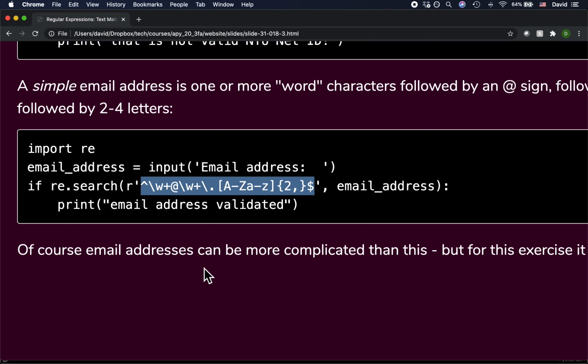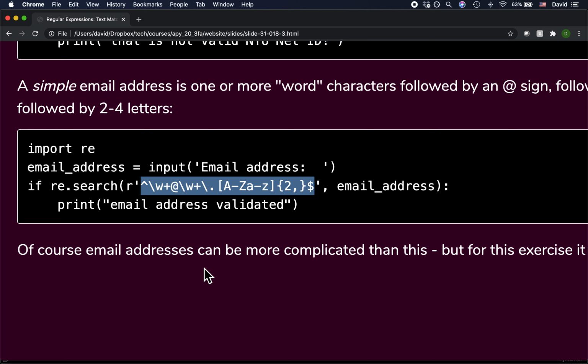So you can start to see how the combinations that we've learned so far are beginning to come together to indicate sophisticated patterns. I'll read this one again. From the beginning, one or more letter, number, or underscore, followed by an @, followed by one or more letter, number, or underscore, followed by a dot, followed by 2 or more letters, and then anchored to the end. That's a simple email address.